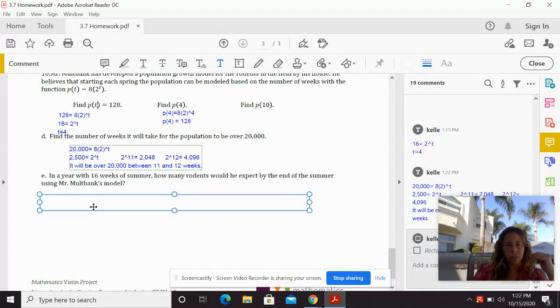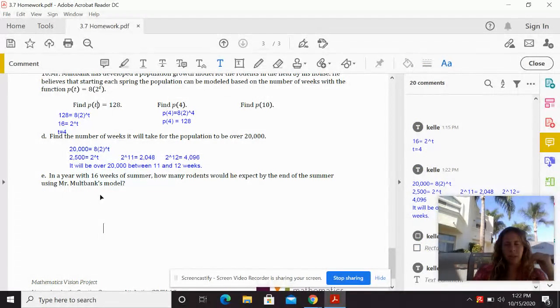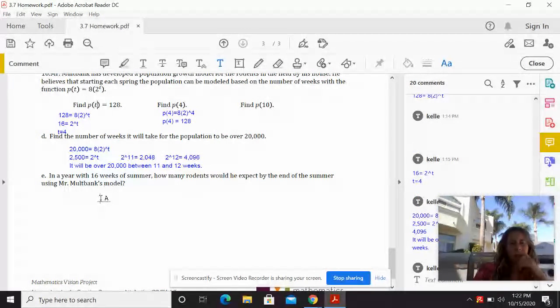Okay, in a year with 16 weeks of summer, how many rodents would he expect by the end of the summer? All right, this one they're telling us 16 weeks. So weeks is T. So this one we're just going to substitute 16 in. So P of 16 equals 8 times 2 to the 16th power.